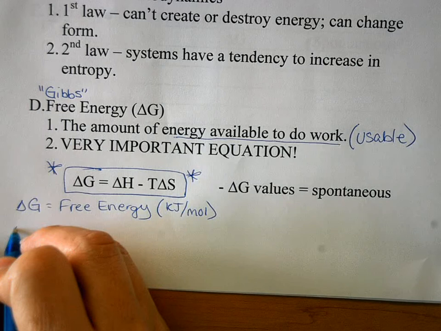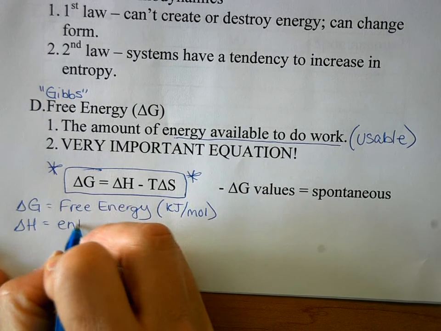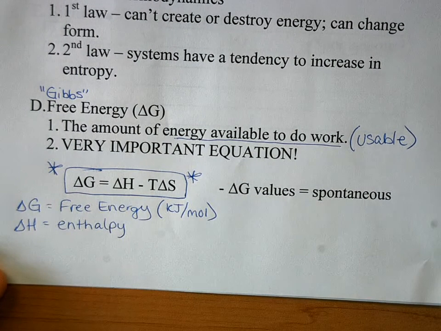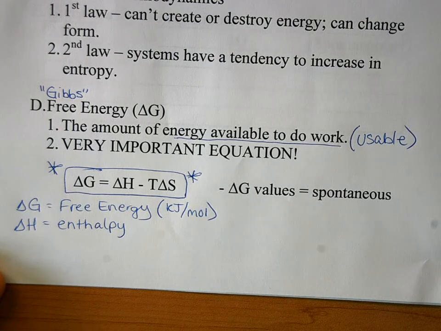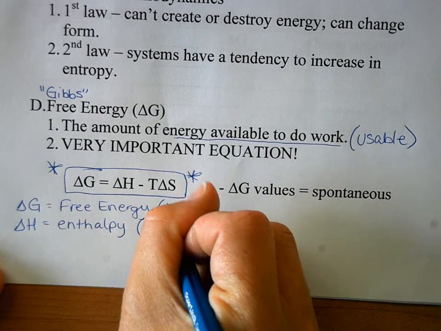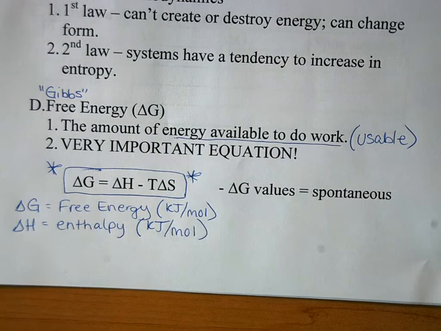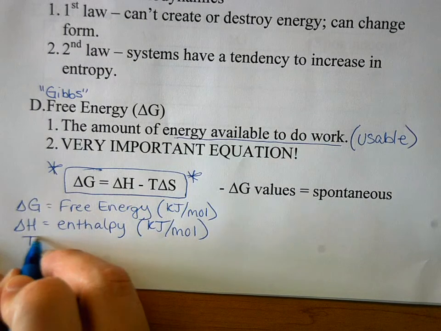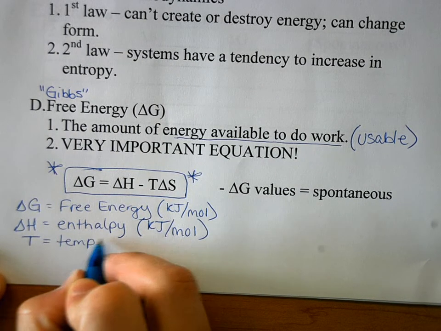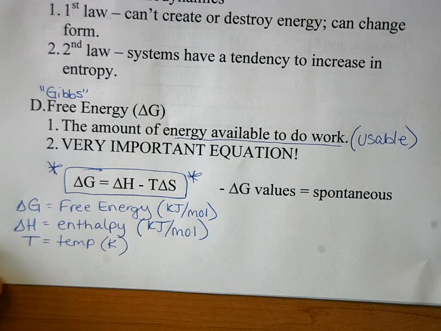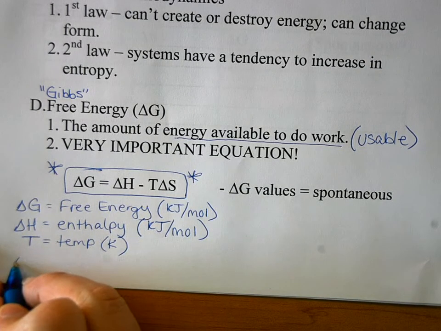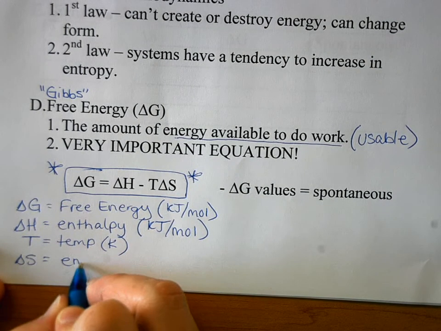Delta H is enthalpy. And there are enthalpies of formation, which is normally what we're talking about, the ones that we looked up in the back of the book in chapter 6. The enthalpy of vaporization and so on. That is also given in kilojoules per mole. T is temperature in Kelvin. And delta S is entropy.